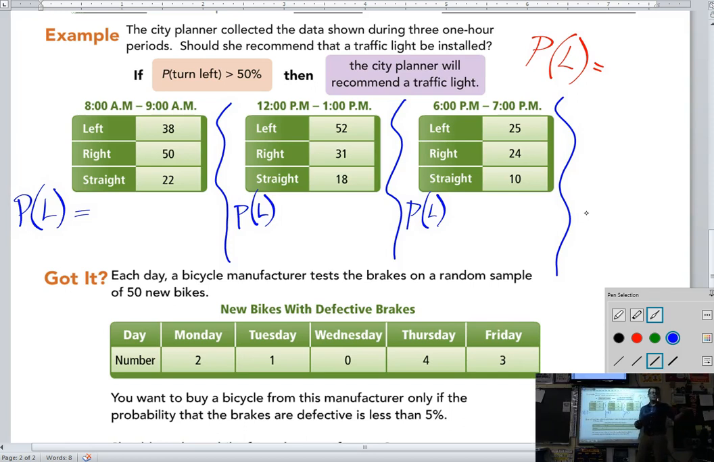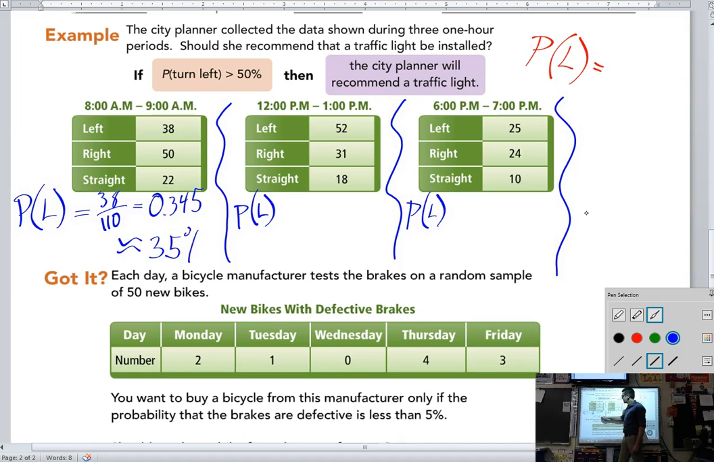How many left? 38. Over my total of 110. So we know that's going to be under 38% since my total is bigger. So this comes out to be what, like 36? 34. Come on, Hudson. What is it? 0.345. Ah, so that would round up. All right. In the morning, do we need a stoplight? Is the probability of left greater than 50%? No. So, according to morning rush, we're fine.